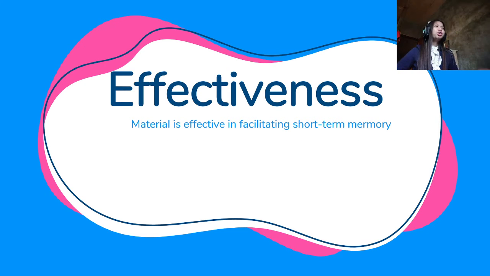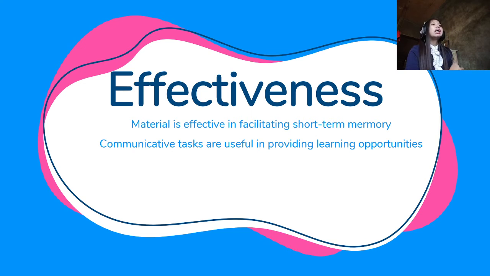Okay, short-term memory, because remember that the research I provided is about elementary, so maybe you could treat this as long-term memory for high school already. And then communicative tasks, because it's about English, are useful in providing learning opportunities. So they could really learn from those tasks. Those tasks should not be just to comply, just to finish. So it should not be like that. It should always provide learning opportunities. That's why it is really good if these tasks use real life examples that the children or the students could use.